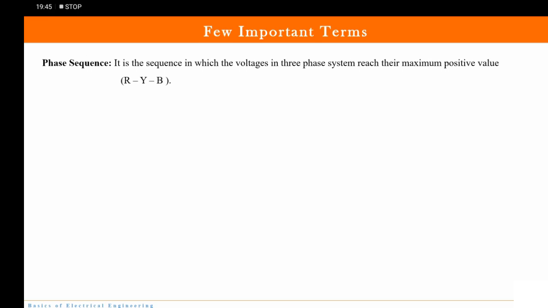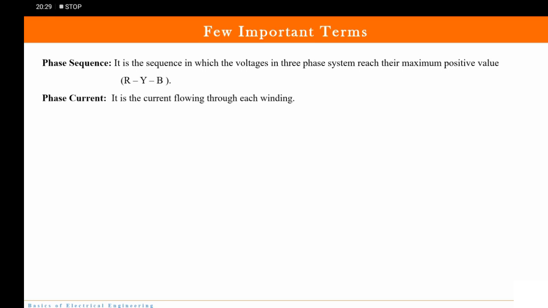Now we shall discuss a few important terms. We are going to use these terms frequently in this unit. So the first term is phase sequence. What is the meaning of phase sequence? It is the sequence in which the voltages in a three-phase system reach their maximum possible value. It means the sequence in which your signal starts or reaches the maximum value. When we started this class, after say 5 minutes, we discussed that first R starts and then Y and then B starts. So what is the sequence? R, Y and B. Okay.